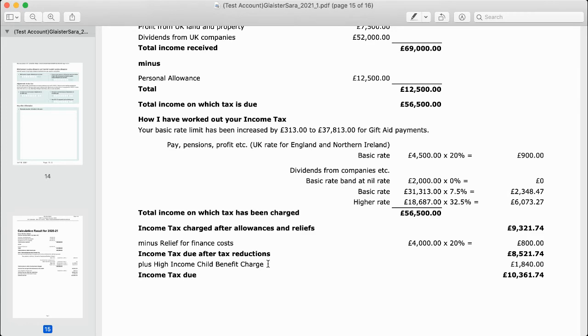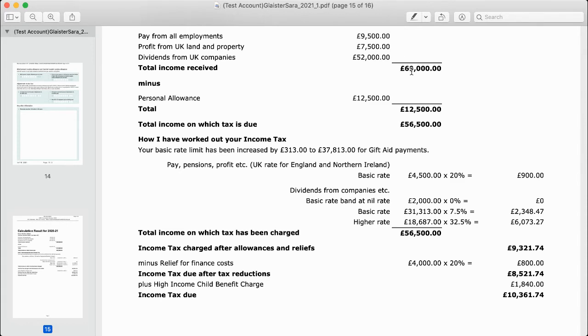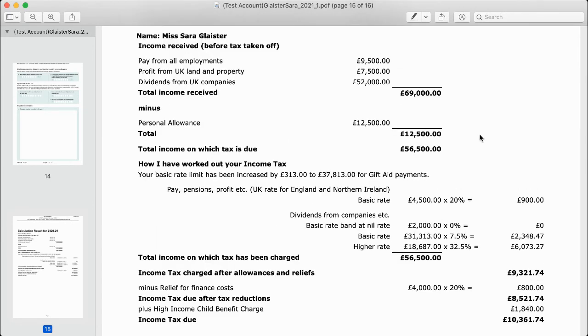If you have received child benefit in the year and your income is over £50,000, then you will have to repay a portion of that back, which is known as the higher income child benefit charge. So that's what's shown here, that the child benefit received is being repaid because the income is over £50,000. If you had any student loans that needed to be repaid, that would also be included down here, so your student loan repayments, to get to your total tax due here, the £10,361. So that explains the actual calculation of the income that's included and how that's taxed.